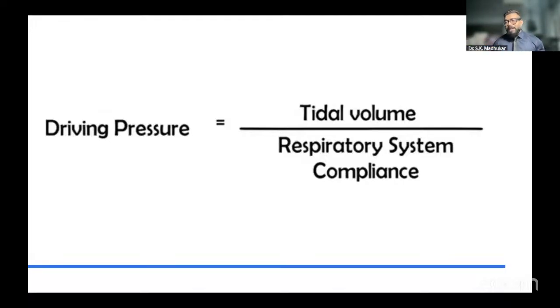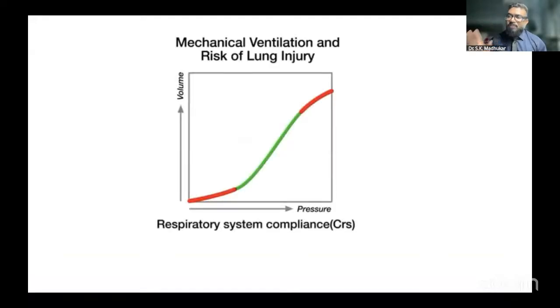To know the driving pressure, how it is important and how we need to implement it in mechanical ventilation, we have to understand the respiratory system compliance. And how do we know the compliance? By looking at the pressure volume curve. Compliance is the change in the volume per unit change in the pressure. So we have to look at how much volume change is occurring with the change in the pressure.